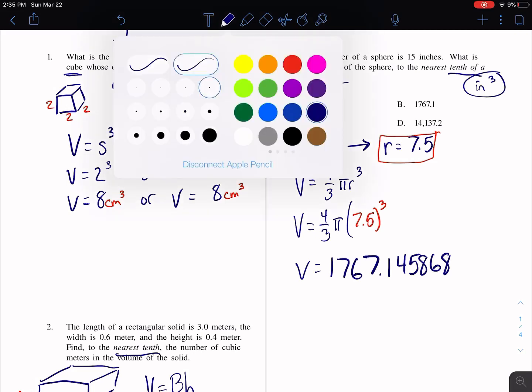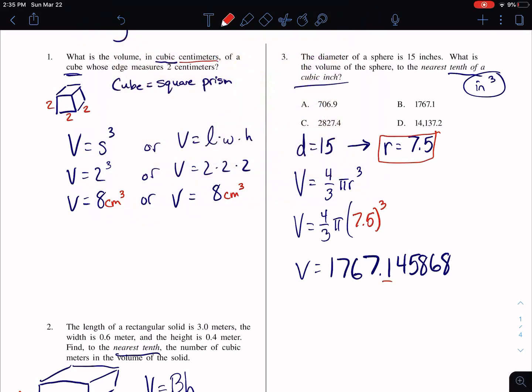Okay, so I got to pick the answer. Again, I'm looking to round to the nearest tenth, although the answer does seem pretty obvious here. The volume is going to be 1767.1, which is choice B. Okay, so that shows you how to do a multiple choice question this way.